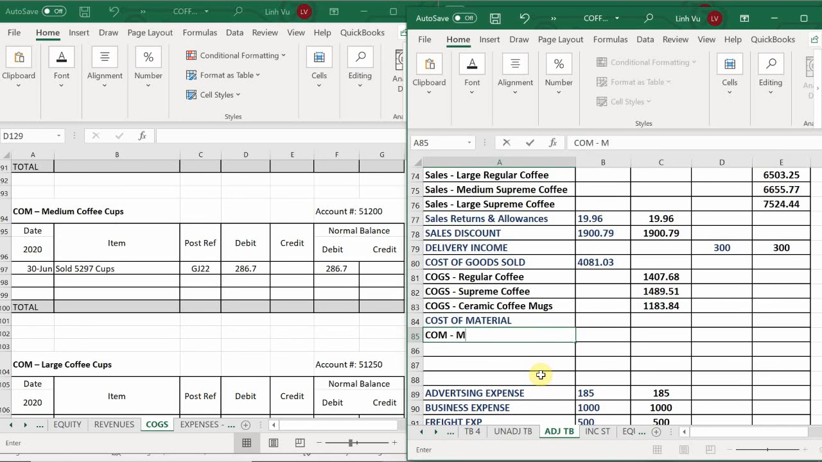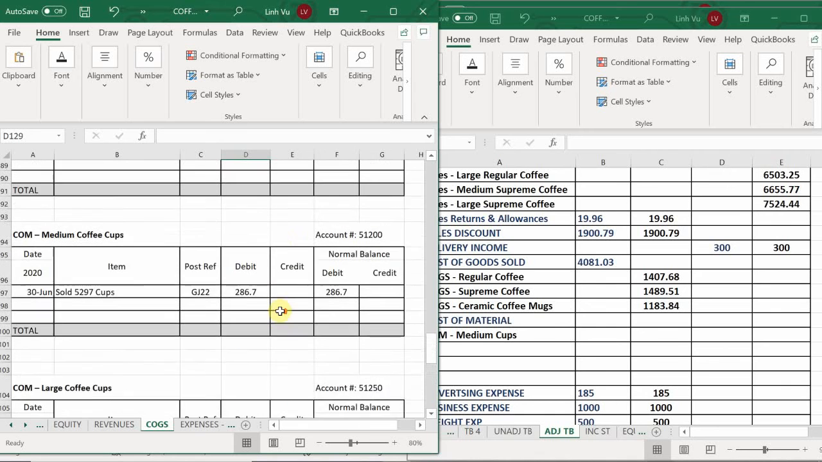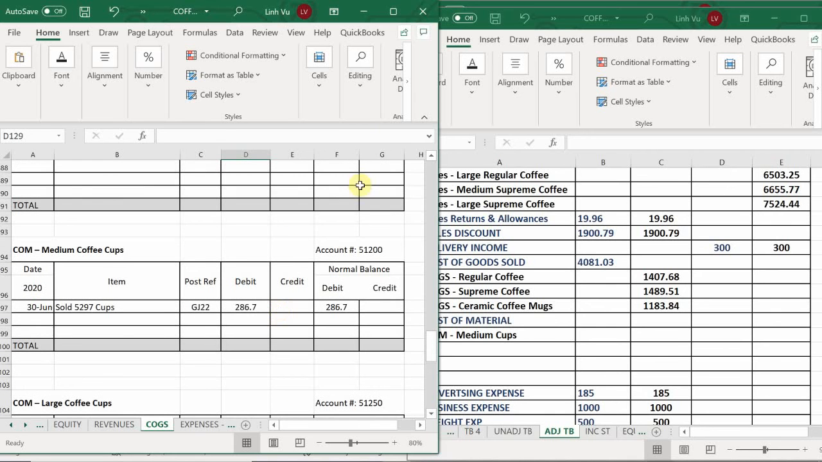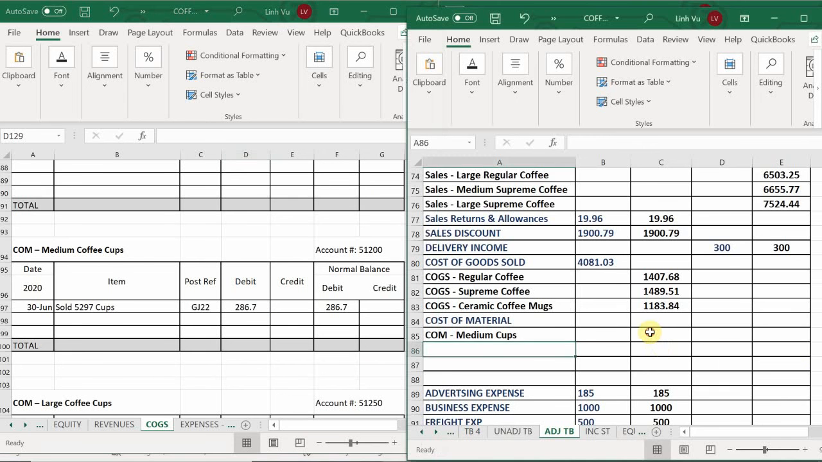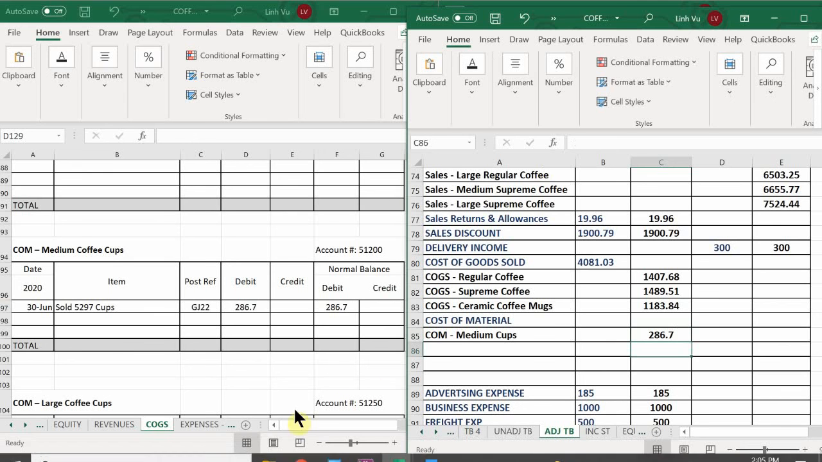Okay? So underneath it's going to be COM medium cups, right? So how much was the cost of materials for my medium cups? I don't know. Right here, medium cups. Yeah, there you go. Okay, 286.70. Yes. Let me fill out the rest of the names.